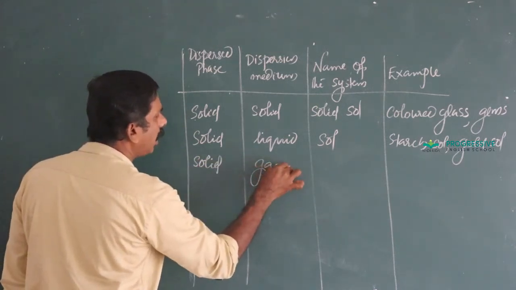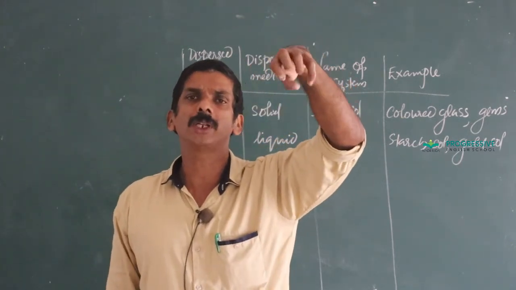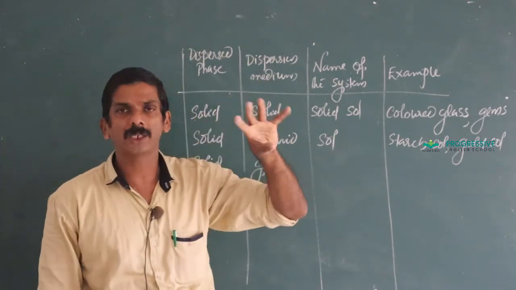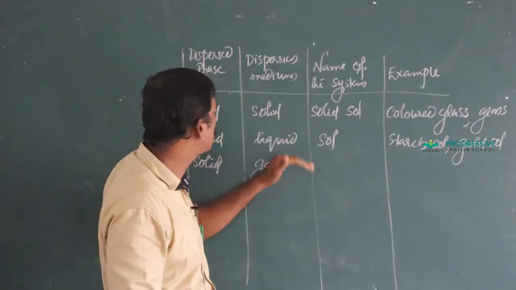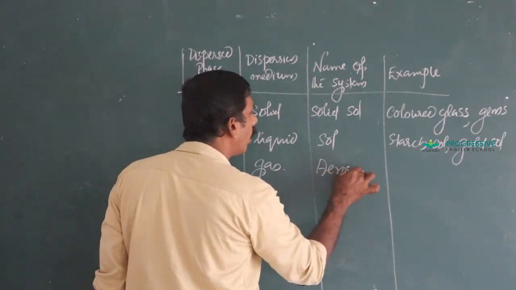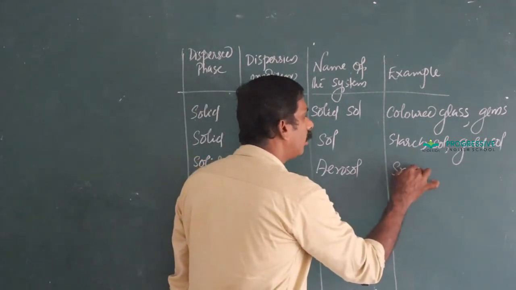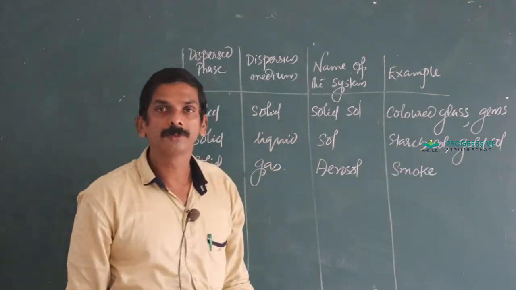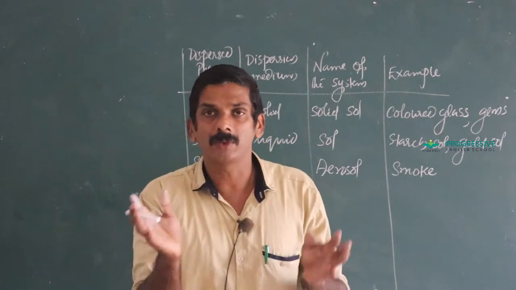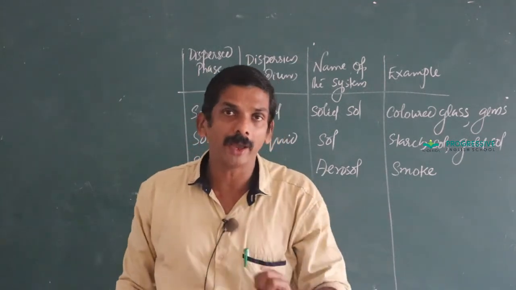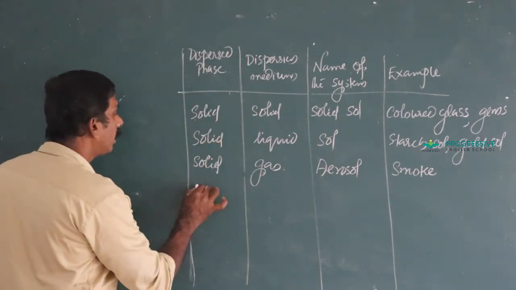Solid dispersed in gas. Solid in the form of very small particles, 1 to 1000 nanometer, is dispersed in a gas, which leads to the formation of a heterogeneous system. That system is named aerosol. A common example is smoke. You know, smoke means carbon and dust particles in solid state dispersed in air. That is called aerosol.